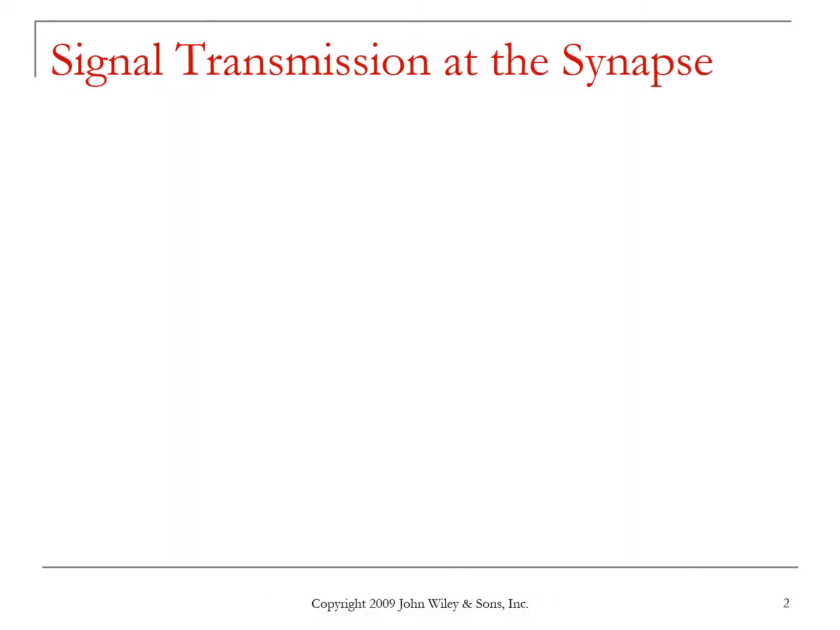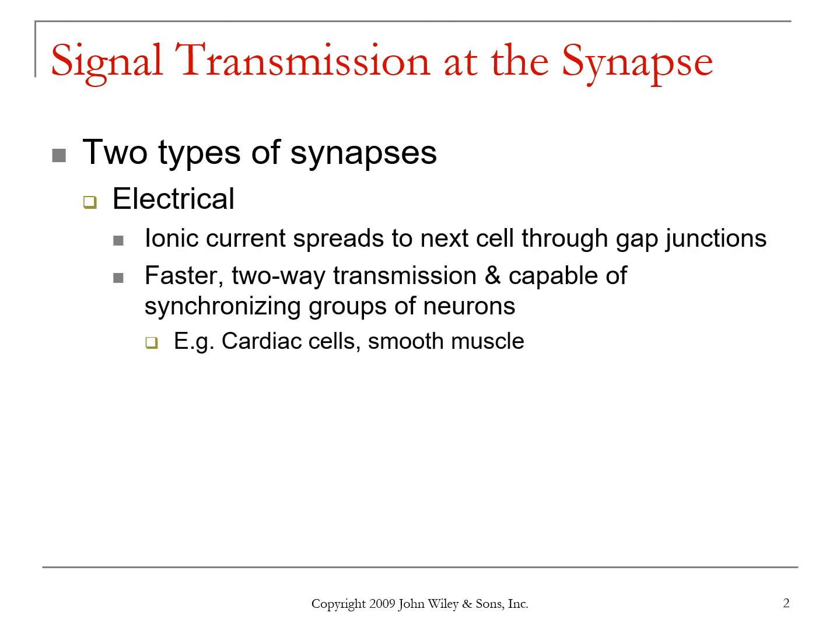Okay, let's look at what happens once the signal reaches the axon terminals and we have activity at the synapse. There are two types of synapses in the excitable tissue of your body. Electrical synapses involve the flow of ion currents from cell to cell through connective passageways called gap junctions. So this allows for faster as well as two-way transmission and leads to the synchronizing of neural or muscular activity. This occurs in cardiac cells as well as smooth muscle cells.